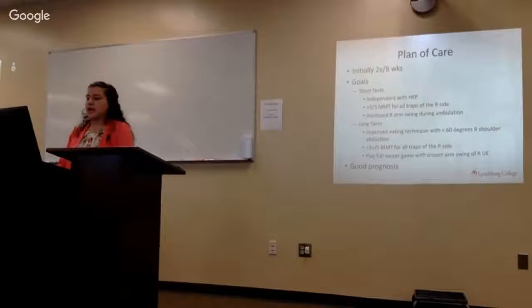So initially I set a plan of care for 2 times a week for 8 weeks. And the goals I had set for her were to be independent with her home exercise program, to increase her trap strength, more on that right side, and to also increase her arm swing during ambulation. And then long-term goals, I had her to have less than 60 degrees abduction whenever she did perform eating, and then to have proper arm swing with soccer.